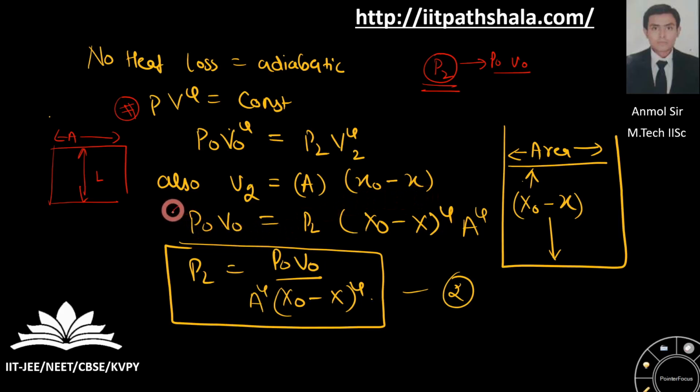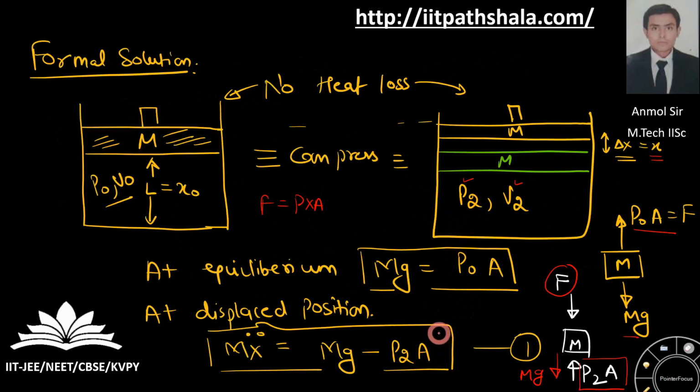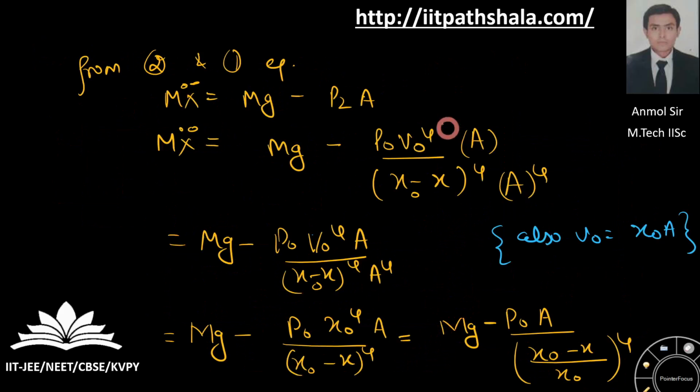So you'll be left with the following expression over here. Just find out the value of P2. Now name this equation as equation number 2. Put this equation number 2 in the equation number 1 over here. You'll be getting the following expression.